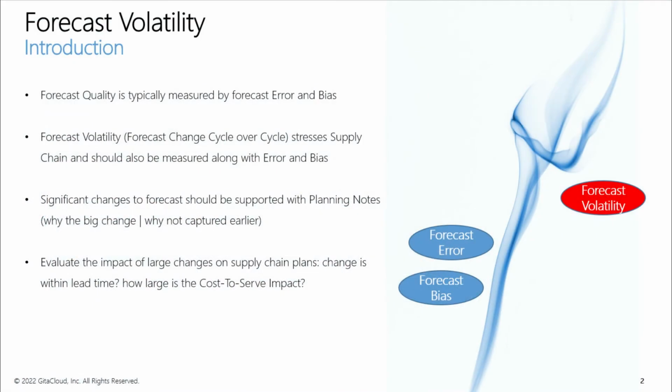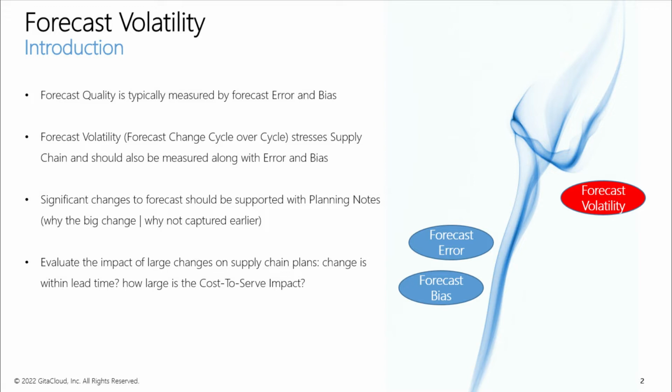Forecast quality is typically measured by calculating forecast error and bias. We recommend enterprises to also measure forecast volatility, how the forecast for a given month evolved across historical planning cycles. Best practice is to capture planning notes whenever a significant change is made to consensus demand and automatically alert the stakeholders downstream, supply planners or finance.